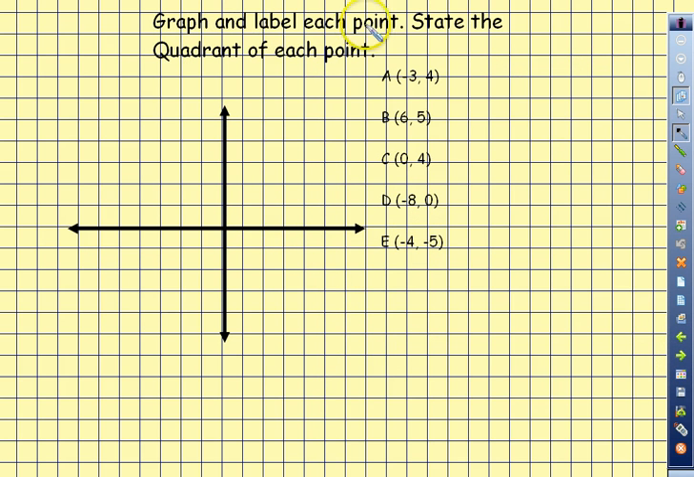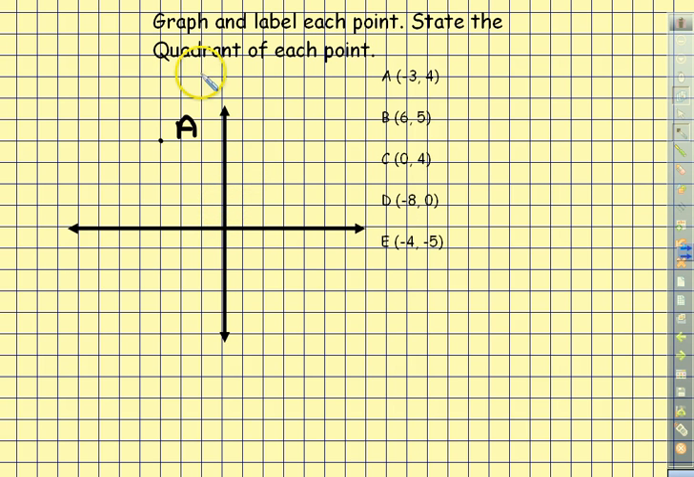It says graph and label each point. State the quadrant of each point as well. So let's go. I'm going to do number 1 with you first. It's a negative 3, positive 4. So we start at the origin. Since it's a negative 3, we're going to move 1, 2, 3 lines, and then since it is a positive 4, you're going to move up 4. 1, 2, 3, 4. So my point is right here. That is point A, and that is how you would do that.